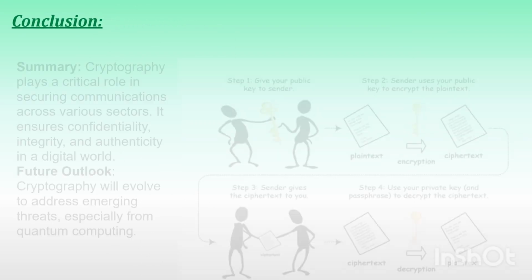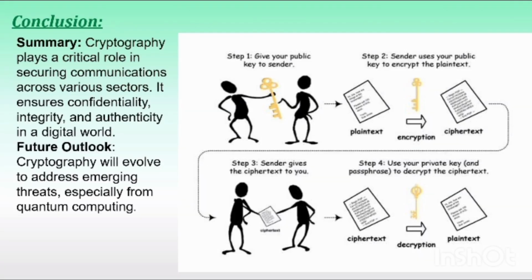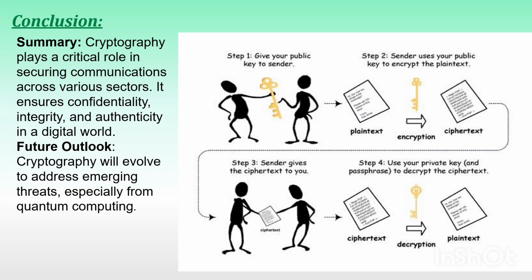Now, concluding the slide, the summary is that cryptography plays a critical role in securing communication. However, it doesn't provide 100% security, but it increases the security of communications. The future outlook is that it will evolve to address emerging threats, especially coming from quantum computing.